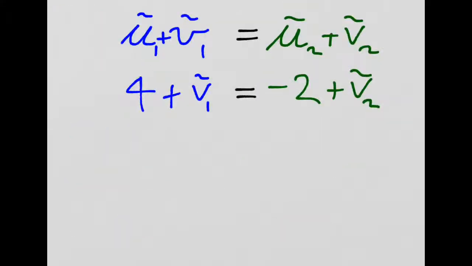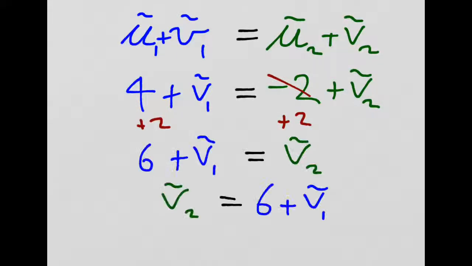If I substitute into the shortcut formula, we see 4 plus v1 is equal to negative 2 plus v2. I'm going to look at the positives and negatives and see how I can keep things as simple as possible and get an expression for one of those variables. So I can add 2 to both sides of the equation, and I get v2 is equal to 6 plus v1. So I'm going to use that instead of that.